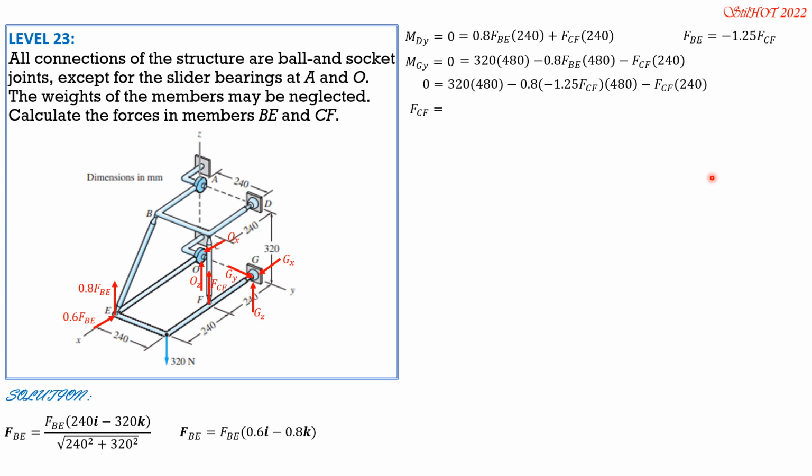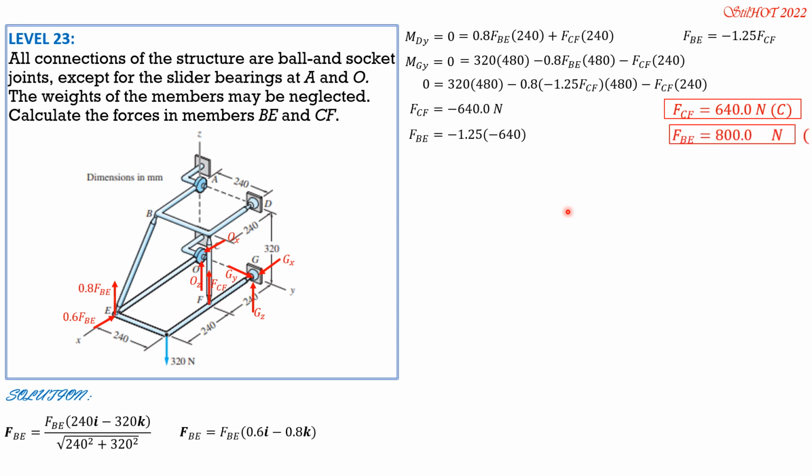Solving for FCF, FCF is negative 640 newtons, so it means FCF is in compression. So FCF is 640 newtons compression. Then substitute, FBE is negative 1.25 of negative 640. So FBE is equal to 800 newtons positive, so tension.